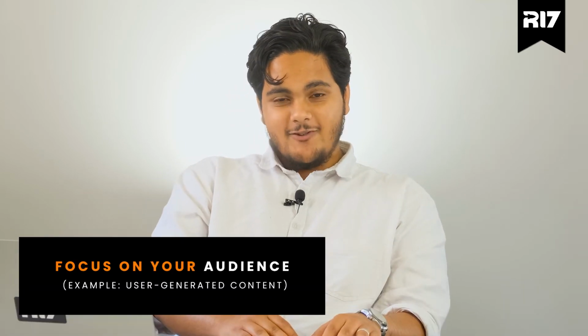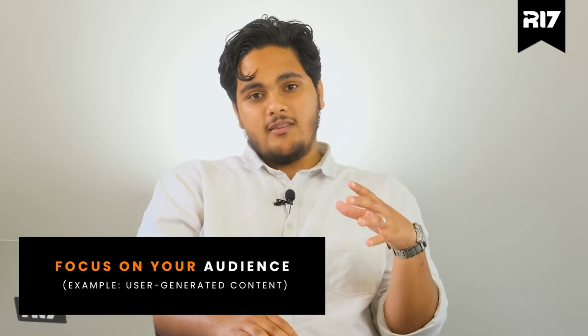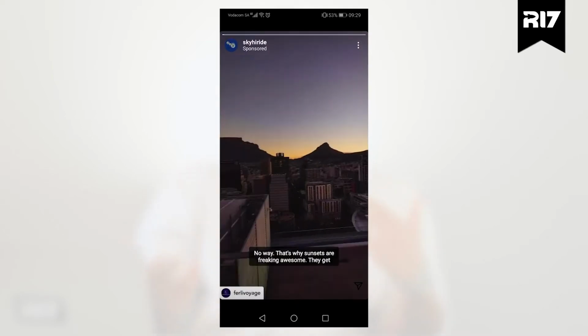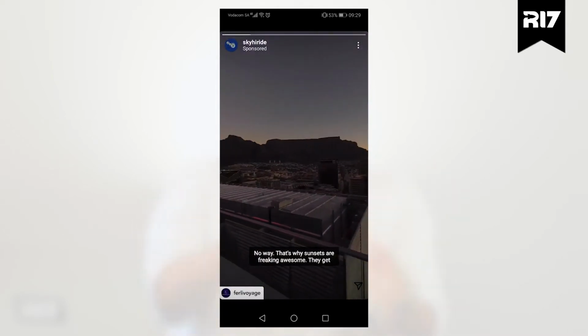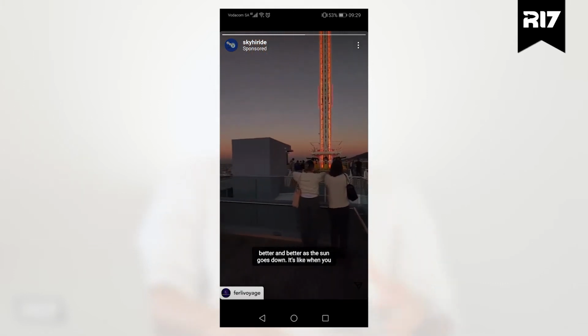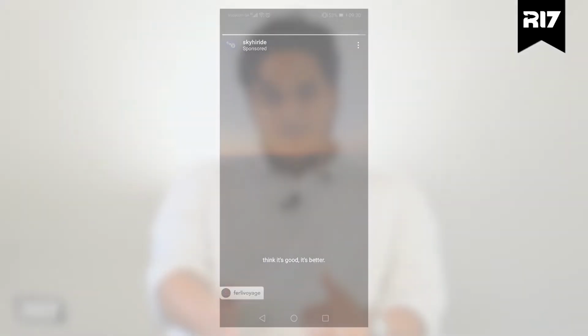The third one would be focusing on your audience. So this is your UGC type of content. It's using the content that your audience already uploads on your product, on your services, on their social, and remarketing that back to them. So it's another way of showing that authenticity and showing how amazing your product and service is through the eyes of your consumer to your consumers.